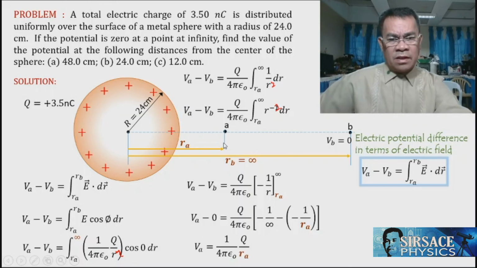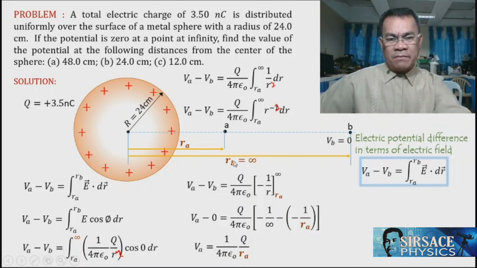So therefore, if you are calculating the potential at point A, because the question is what is the potential, the potential at point A is equal to 1 over 4 pi permittivity times Q over R. Remember this result? This is the definition of electric potential. So we are just using the formula, but where did we get this result? This is coming from the potential difference term.